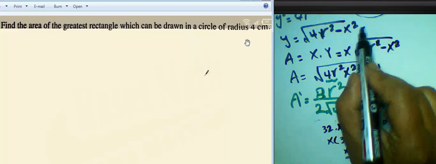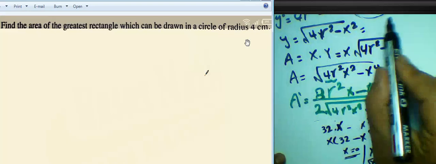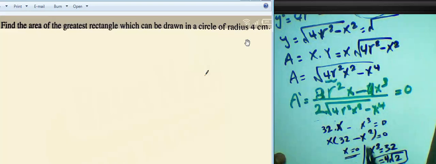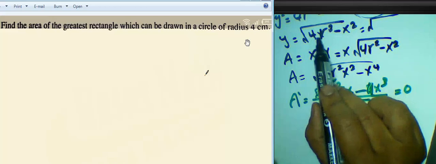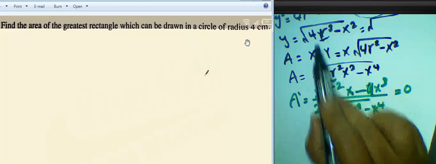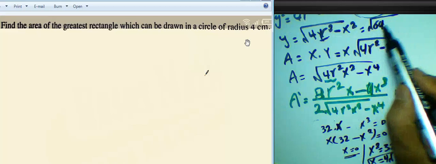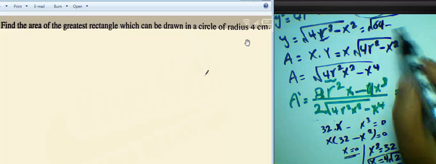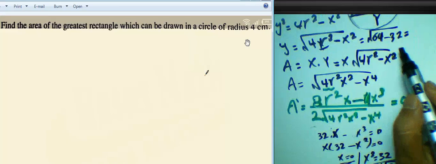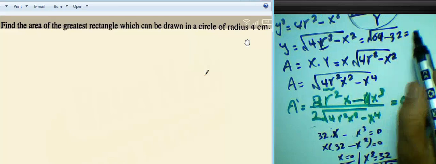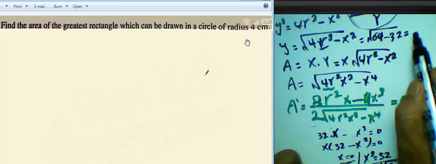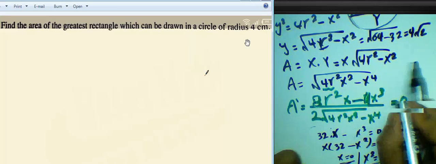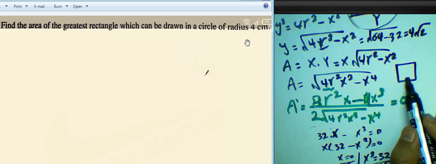We can find y in this relation: the square root of 4 times r². R here was the radius, 4. So 4 times 4 squared, 4 squared is 16, and 16 times 4 equals 64. Subtract x², where x² equals 32. Then the result will be the square root of the difference between them, which will be 32 again, so the result will be 4 root 2. Then find the area of the rectangle.